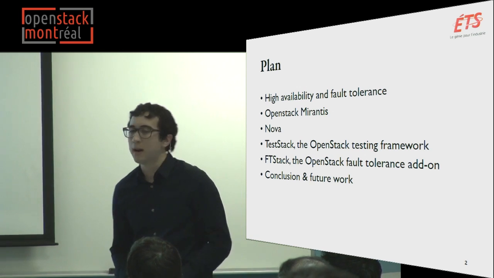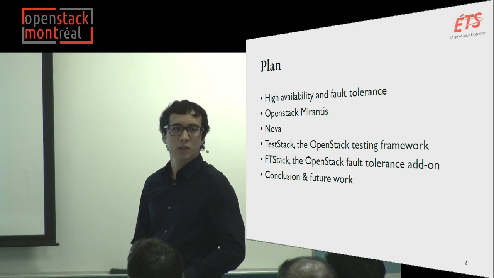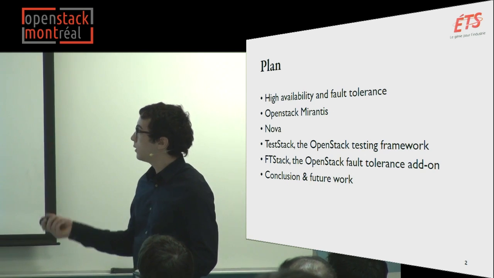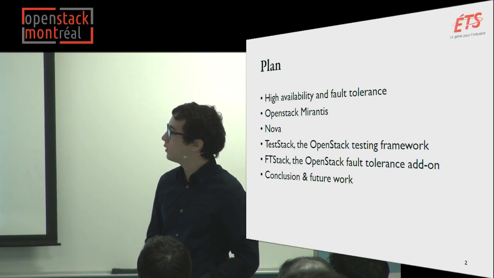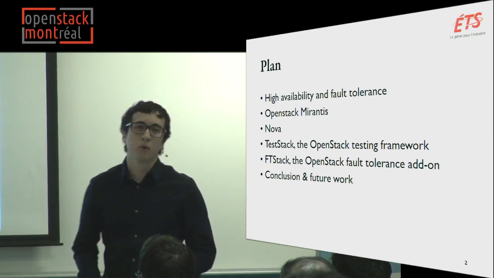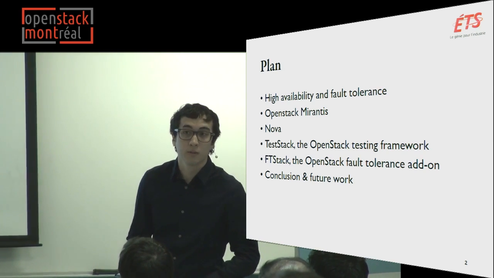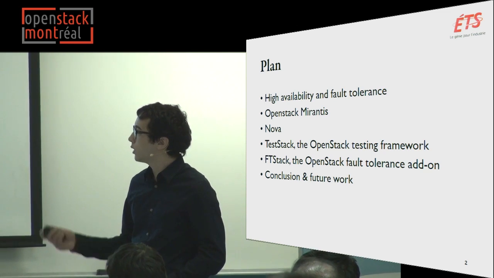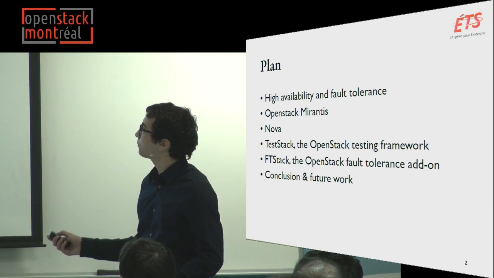So, a very small plan. Firstly, I will make a difference between high availability and fault tolerance, talk about the environment we use, Openstack Mirantis, what the Nova component is, what we have developed to test the fault tolerance of Openstack, what we have developed also to enhance the fault tolerance of Openstack, and of course, a conclusion and future work.